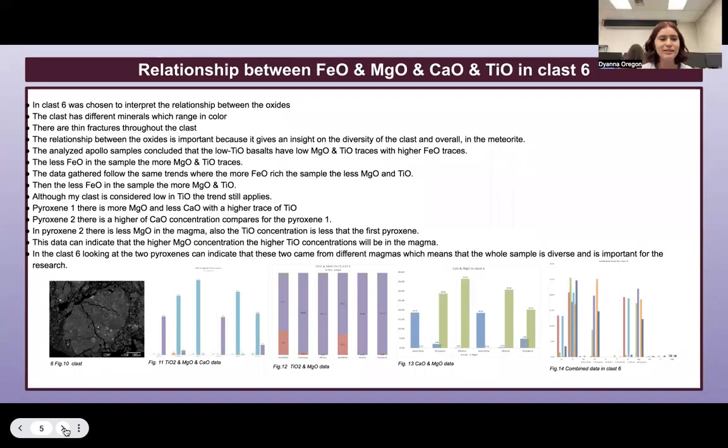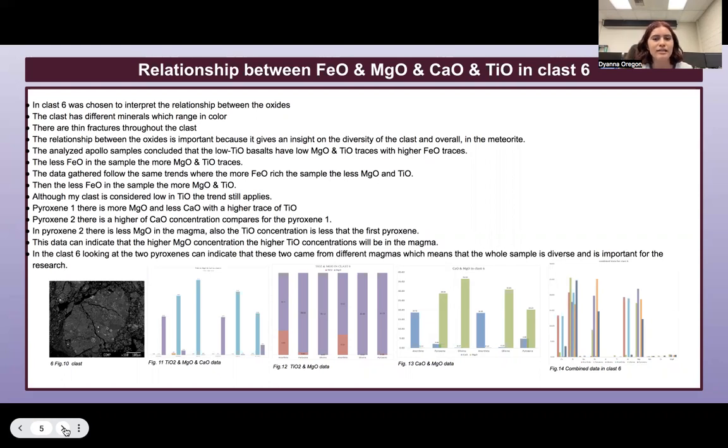Hello, I'm Diana Oregon, and I studied the relationship between iron oxide, magnesium oxide, calcium oxide, and titanium oxide in clast 6. First, I looked at the numbers individually, then I compared the magnesium with the iron and the titanium, and then I looked at the titanium, calcium, and the magnesium.